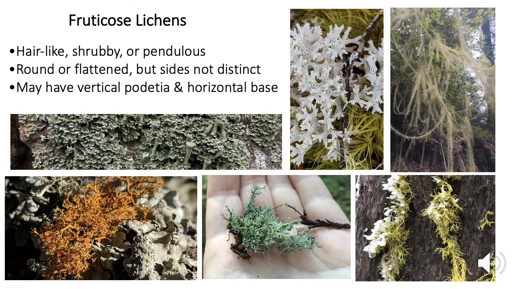Okay, moving on, fruticose lichens are a third major growth form. These are the most three-dimensional growth form, being hair-like or shrubby or pendulous, and they'll have these rounded or flattened lobes. And if they are flattened, the two sides are typically not distinct from one another like they are in foliose lichens. And some fruticose species may have this vertical and horizontal portion, like in this photo here just below the text.